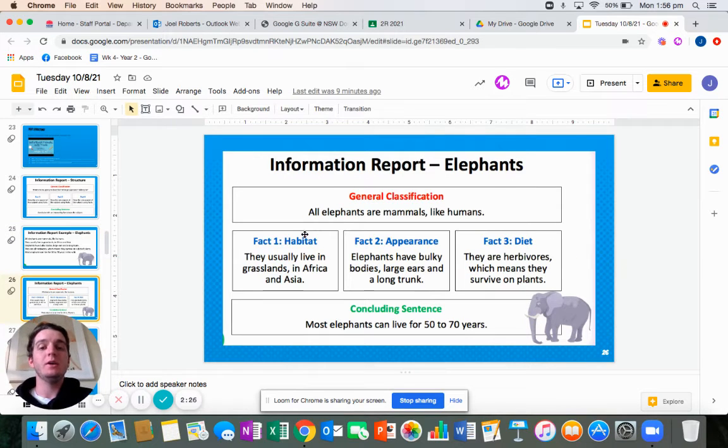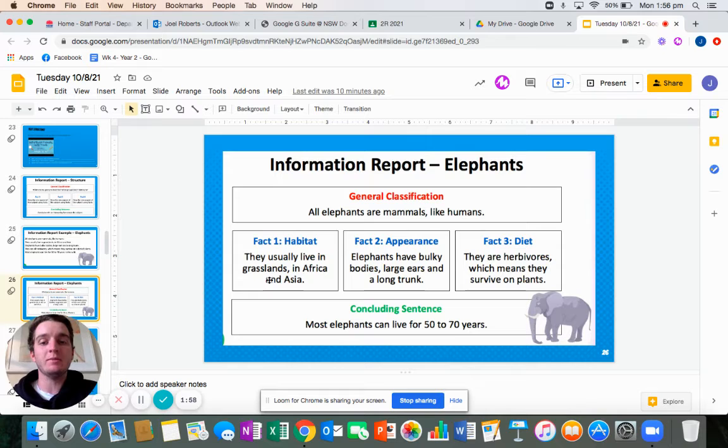And you can see here, using that same scaffold, it's set up this way. It starts with its classification. All elephants are mammals like humans. It's classifying what type of animal an elephant is. Fact 1 is about its habitat. They usually live in grasslands in Africa and Asia. Fact 2 is appearance. Elephants have bulky bodies, large ears, and a long trunk. And then fact 3 is about their diet. They are herbivores, which means they survive on plants.